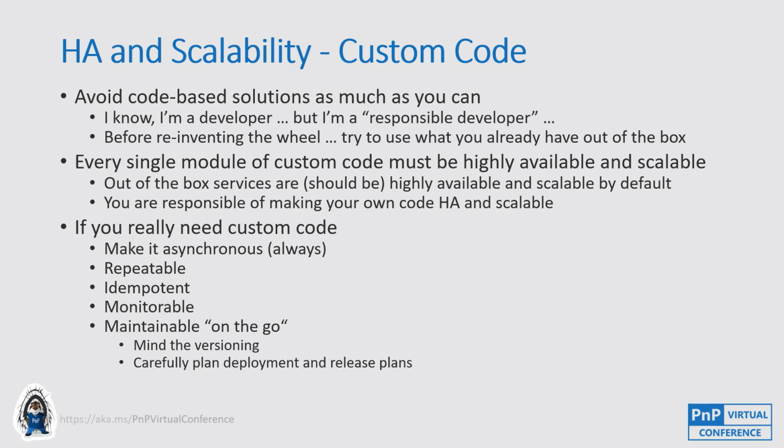Still, from a high availability and scalability point of view, you shouldn't write custom code, or at least you should try to stay away from custom code as much as you can. But if you really need to write custom code, at least you should make it possible to have that code highly available and scalable, meaning that you need to make it asynchronous always. You need to make the code repeatable, idempotent, monitorable, and maintainable on the go. So you need to take care of the versioning, you need to have a proper deployment plan, a proper release plan, and stuff like that, because you need to be a responsible developer.